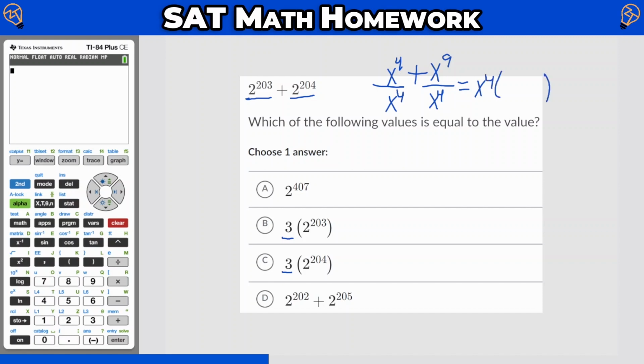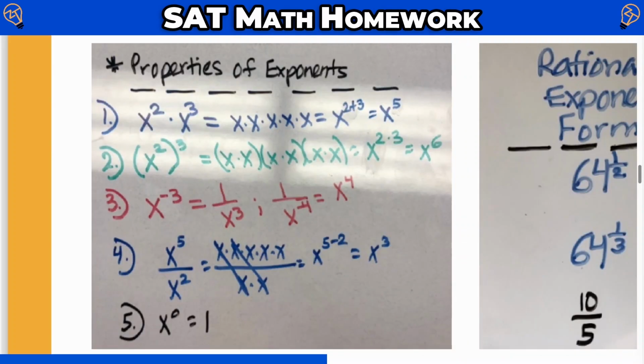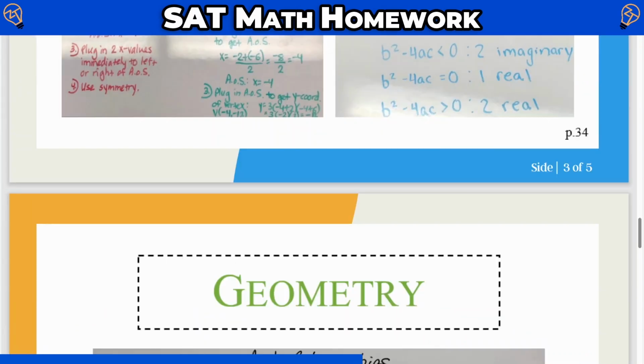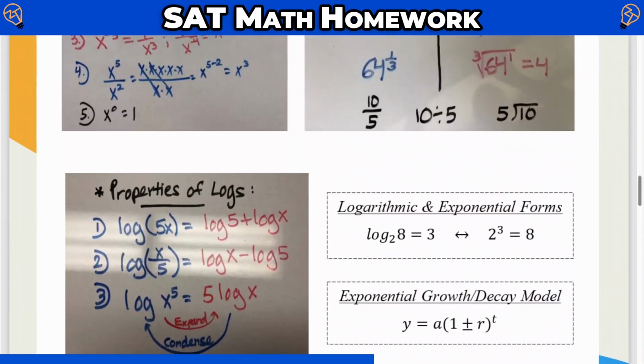If I pulled that out, I would then go ahead and subtract the powers, or you could just say anything over itself is 1. If I had subtracted them, 4 minus 4 is 0. And remember, anything to the 0 power is 1, as is indicated in the 5th property of exponents on page 34, which is side 3 of our math reference document.